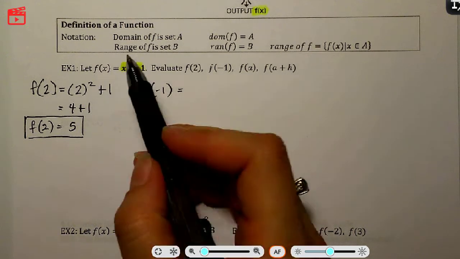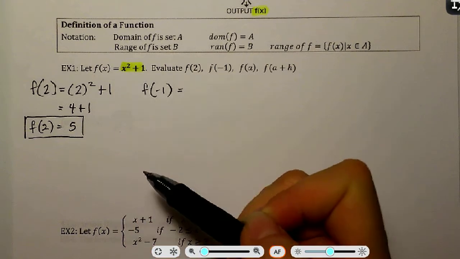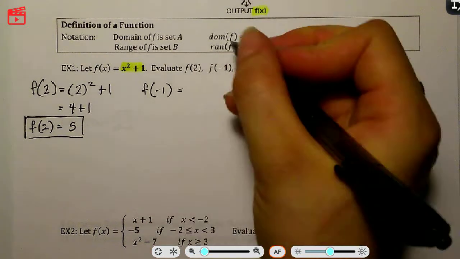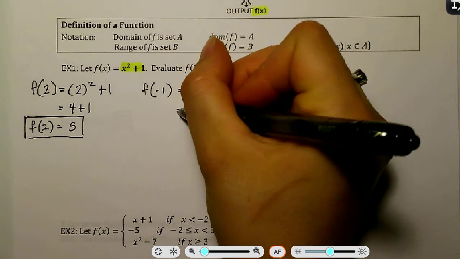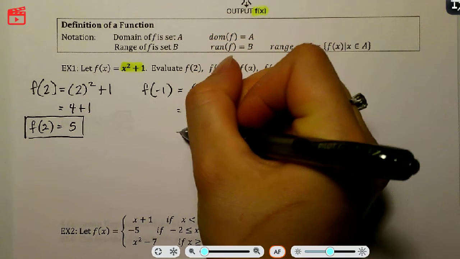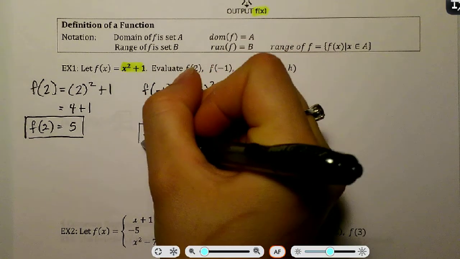All right, let's do f of negative 1. Same thing, my function tells me whatever my input value is, you're going to square it and then add 1 to it. So my input value is negative 1. I'll square that and add 1 to it. That's going to equal 1 plus 1, which equals 2. So f of negative 1 equals 2.